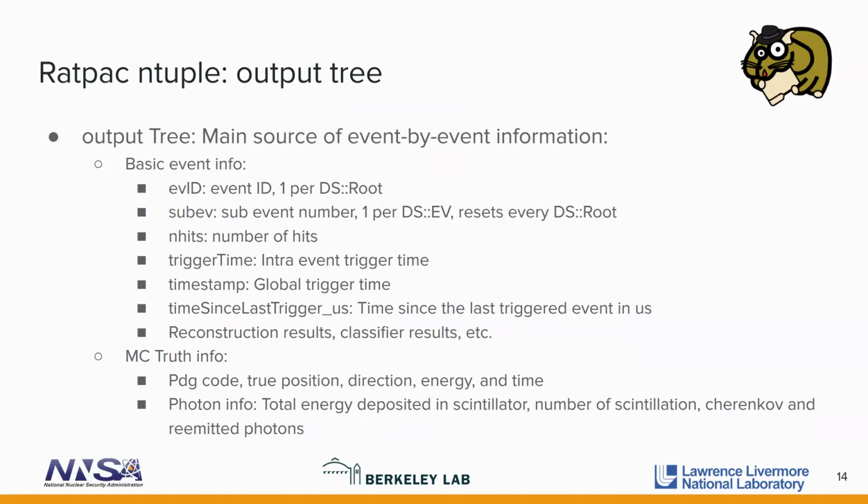I didn't think to put this in the talk, but it was mentioned earlier, and I think it's a good point, that all of your reconstruction results automatically get written into the output ntuple with the reconstructed quantity, an underscore, and the name of the fitter. And then the MC truth info is also written here as well. Things like the PDG code, the position, time, direction, energy, etc., and other true information.